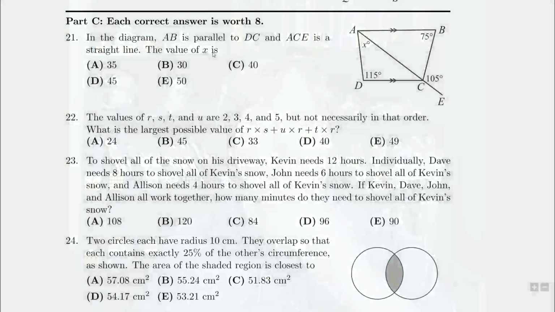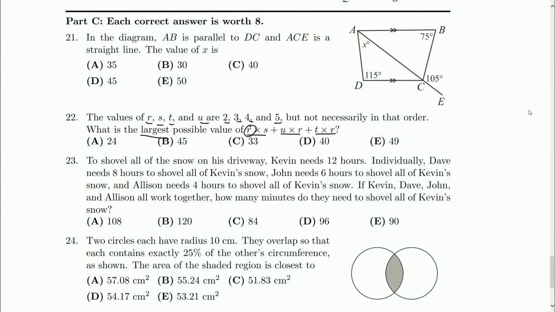Root Beer here with question number 22 on our grade 8 Gauss paper from the year 2010. Let's dive in and take a look here. So question 22, the values of R, S, T, and U are 2, 3, 4, and 5, but not necessarily in that order. But each number is paired to a letter and so on. What is the largest possible value of R times S plus U times R plus T times R?